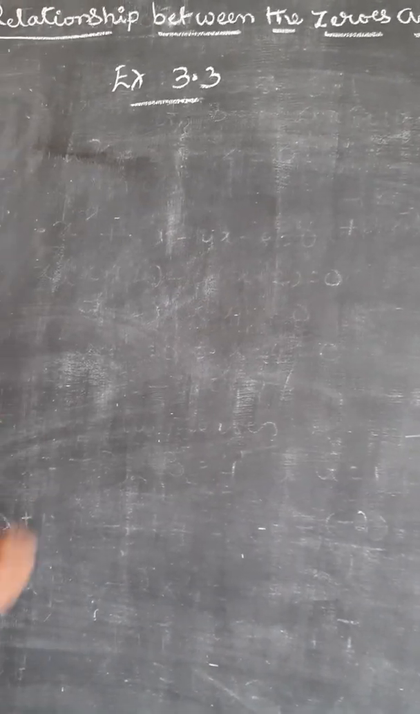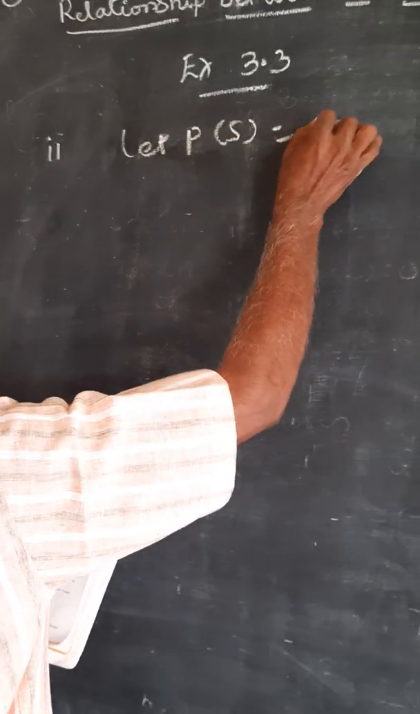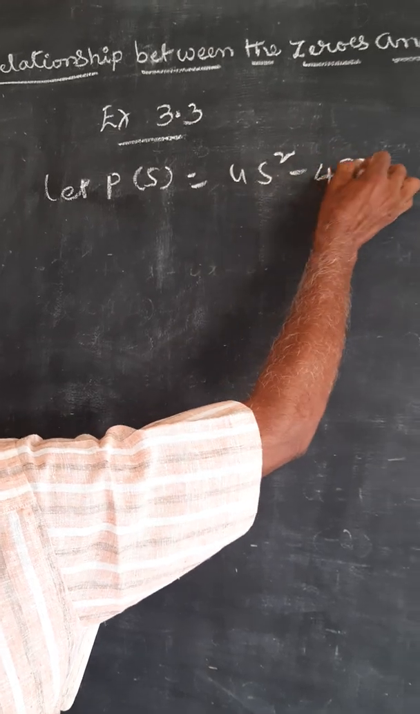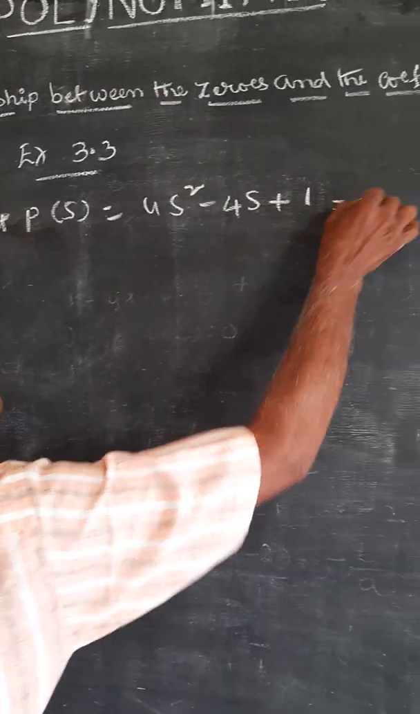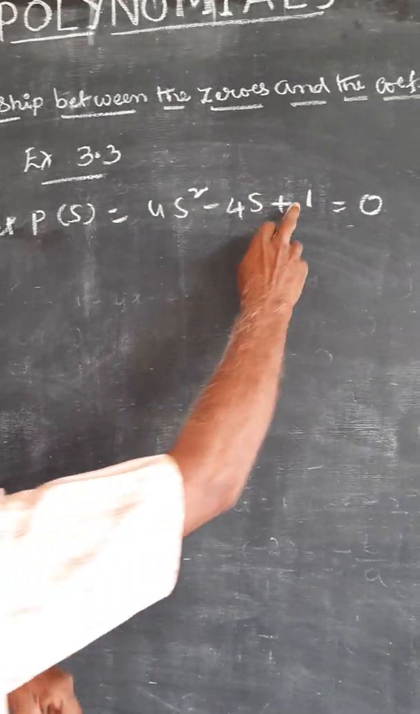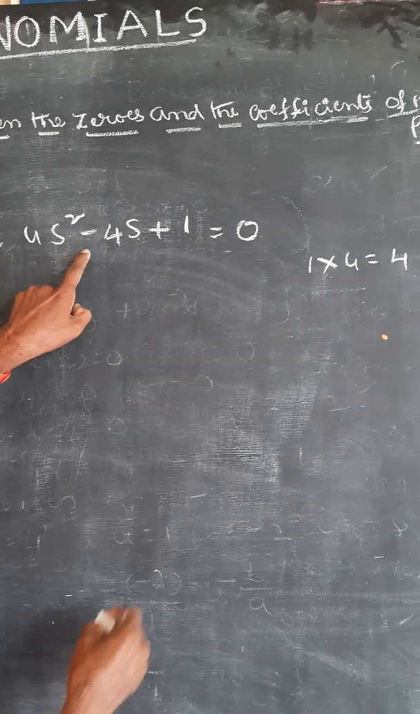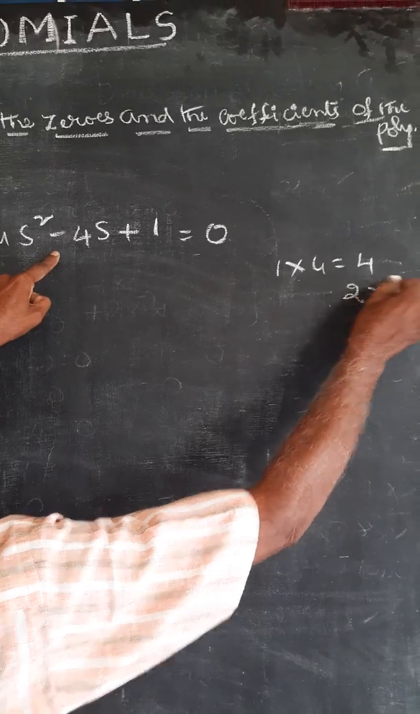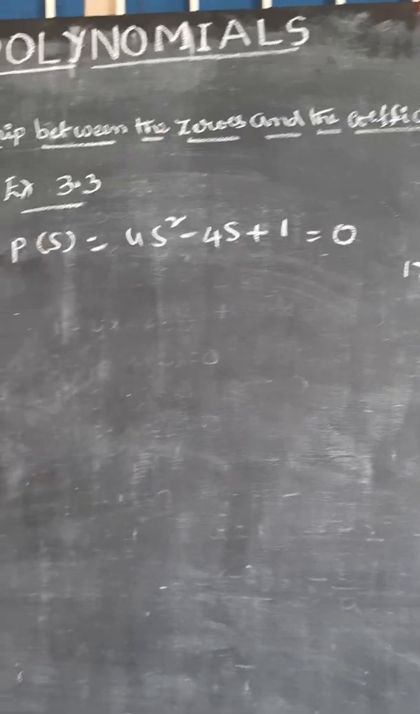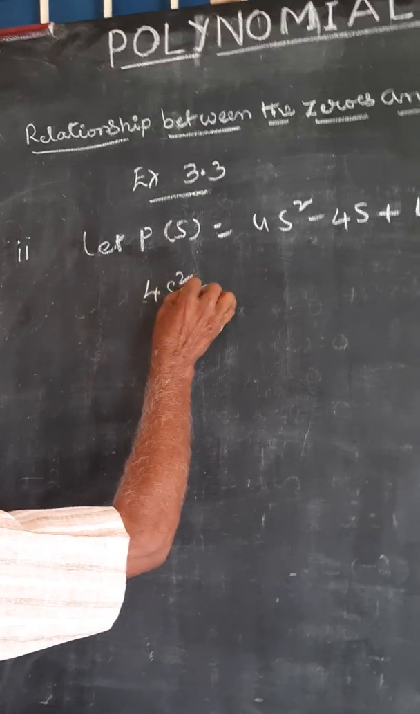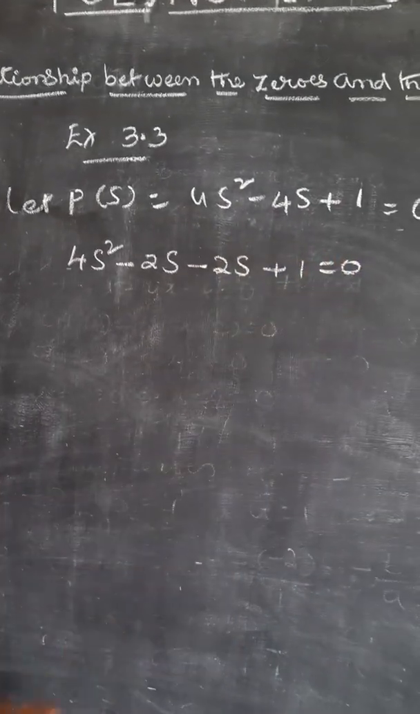The second bit is in the variable s. That's why let p of s is equal to 4s square minus 4s plus 1. To find the zeros of the polynomial, let p of s is equal to 0. The constant term 1, s square coefficient 4, 1 into 4, 4. Split 4 as 2 into 2, but the middle term is minus 4. That's why I take the signs minus 2, minus 2. So next step, 4s square, write the middle term minus 2s, minus 2s plus 1 is equal to 0.